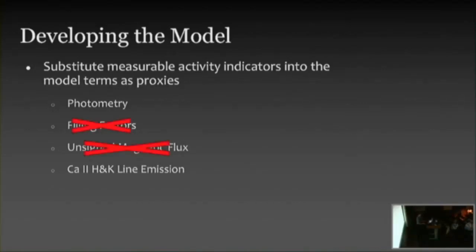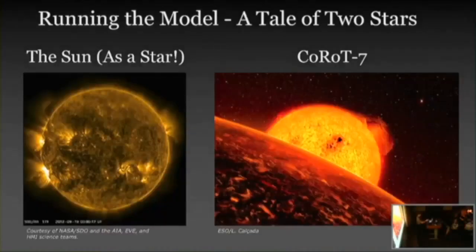And we're stuck with photometry and calcium-2 line emission, which is all we need. We just need a light curve and some kind of magnetic indicator. And so we can use these two to actually run our model. And that is what we do. So, actually running the model.